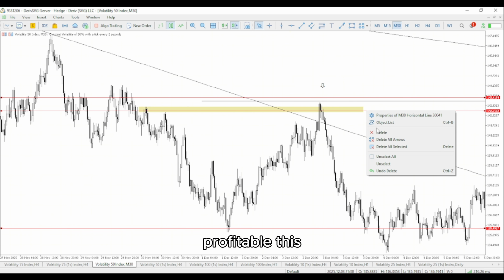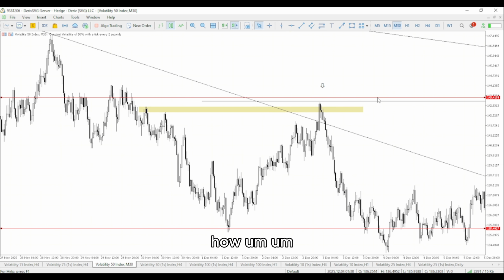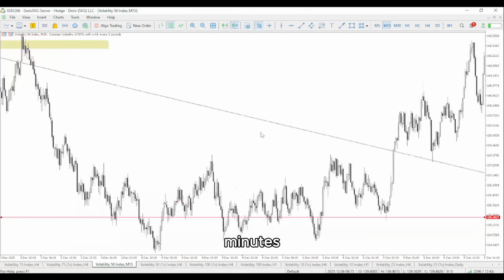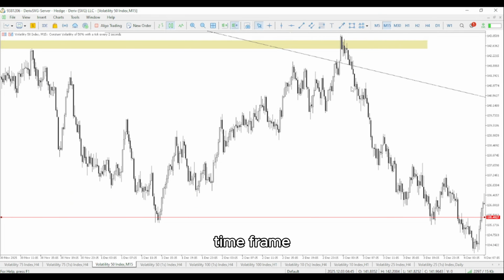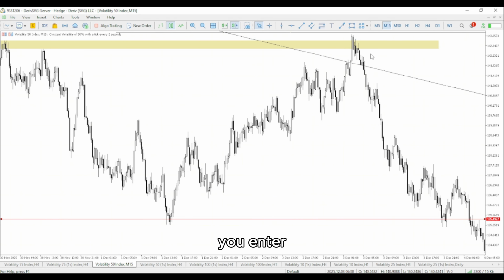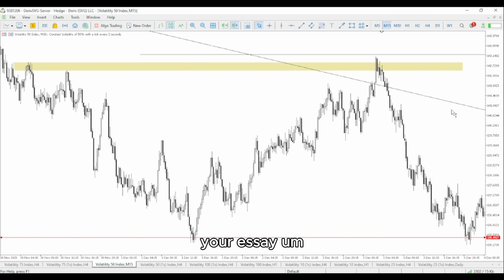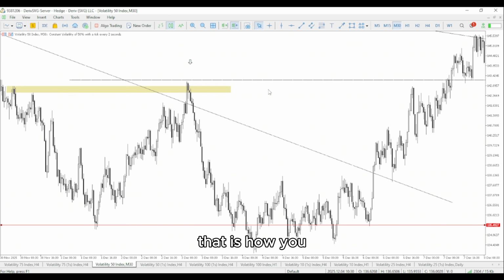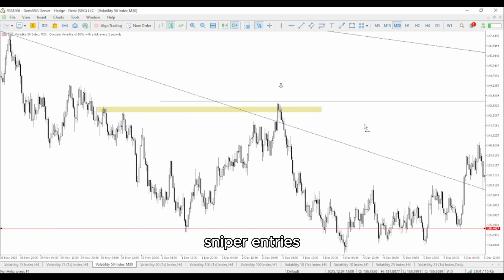So you see how profitable this strategy is, how top-down analysis can help you get a better entry. Or let's say we go to the 15 minutes time frame, and in the 15 minutes time frame, it was obviously another same inside bar candlestick that happened right here. So that is it. You enter immediately the candle closes and you put your SL a few pips above the candlestick. So that is how you do it. That is how you catch sniper entries.